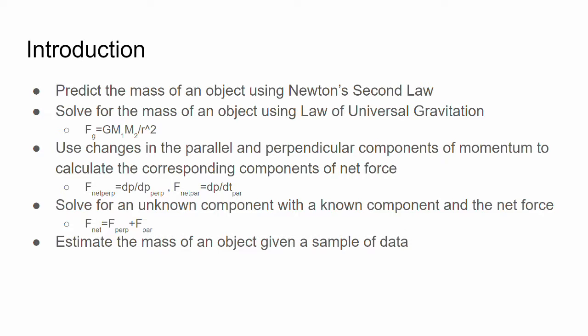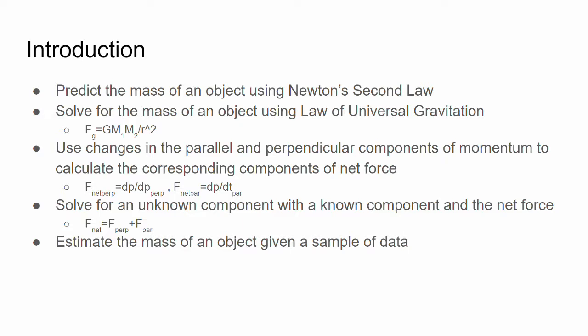Another purpose of this lab was to solve for the mass of an object using the law of universal gravitation. You see this mostly towards the end of my code when we were actually calculating the mass of the black hole, but here we see that the magnitude of the gravitational force, at least the absolute value, with the negative taken out of the equation, is equal to the gravitational constant times mass 1, which in this case could be either the star or the black hole, times the second mass over the distance between these two things squared.